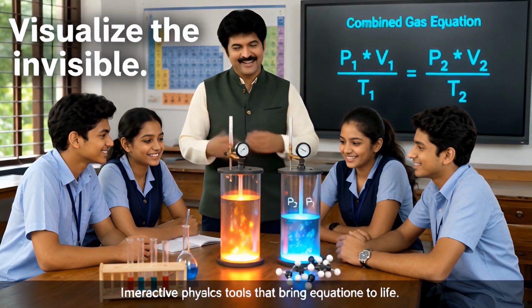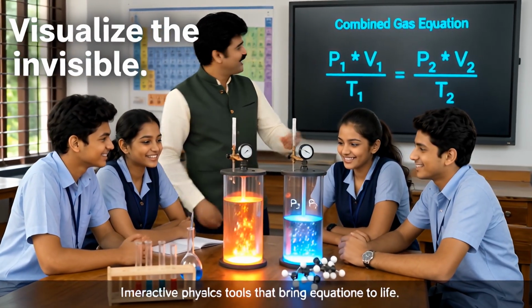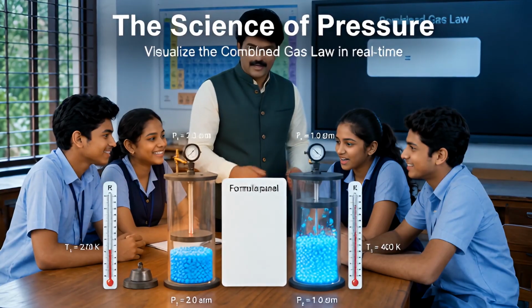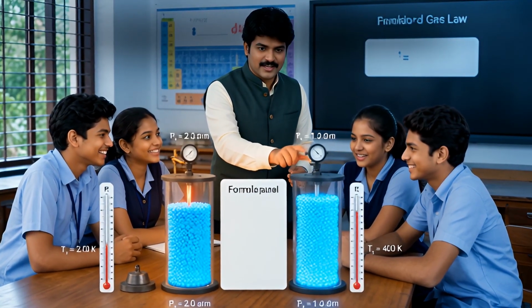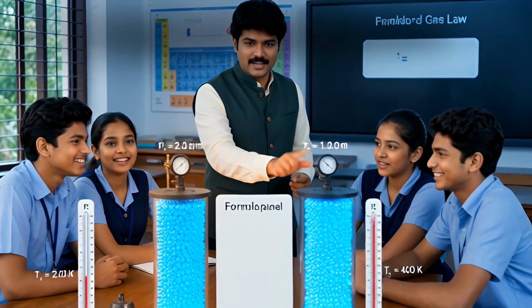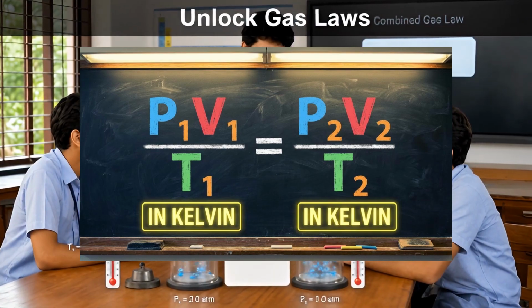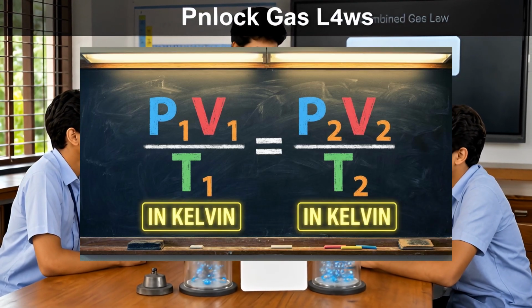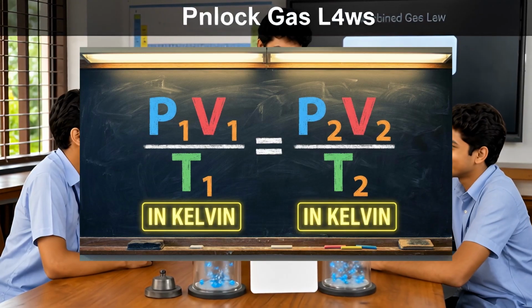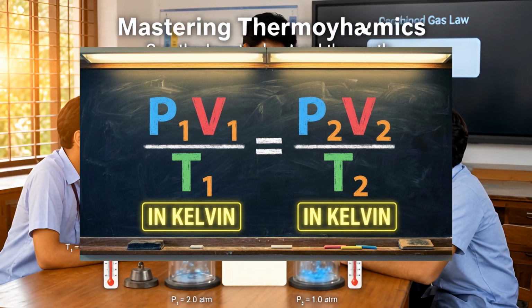Eighth question: what is the combined gas equation? What is its mathematical form? Answer: the combined gas equation shows the relationship between the pressure, volume and temperature of a fixed amount of gas when these quantities change. Its mathematical form is P1 multiplied by V1 divided by T1 is equal to P2 multiplied by V2 divided by T2.